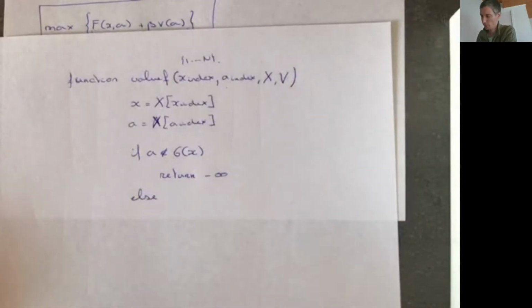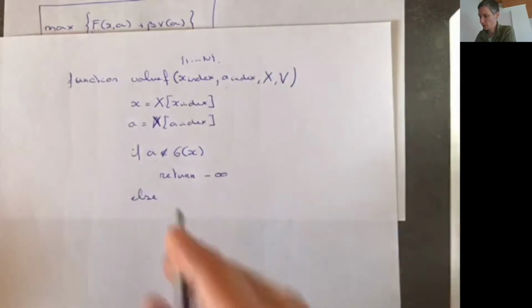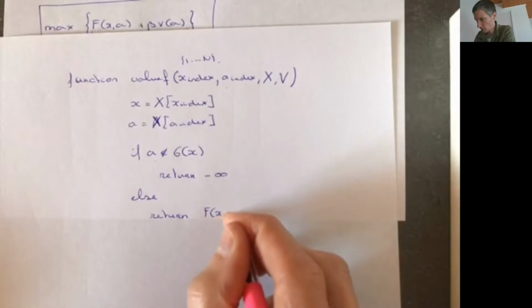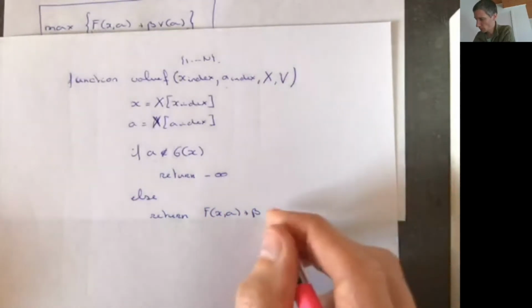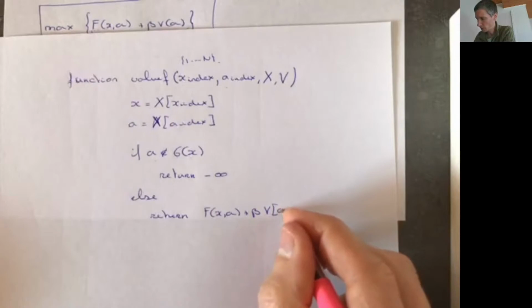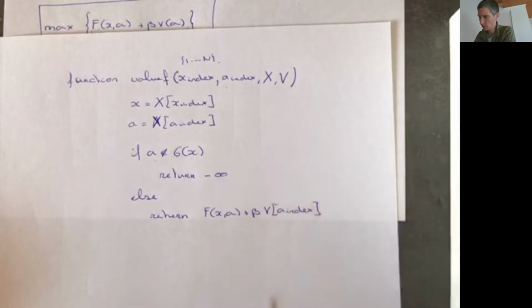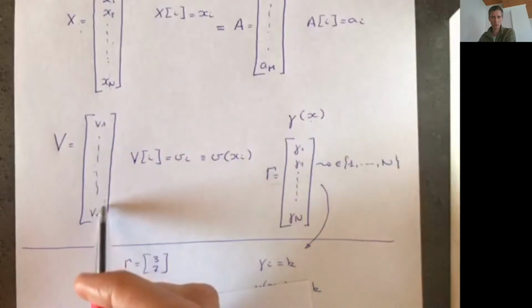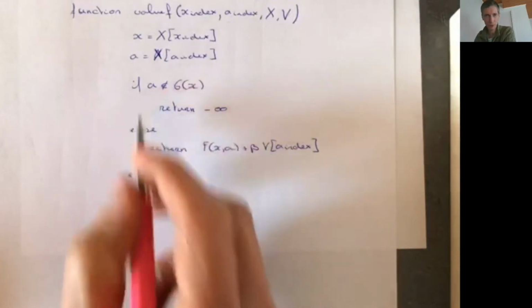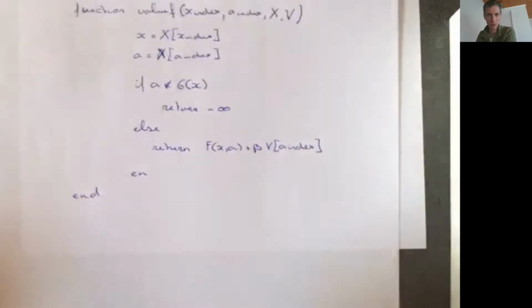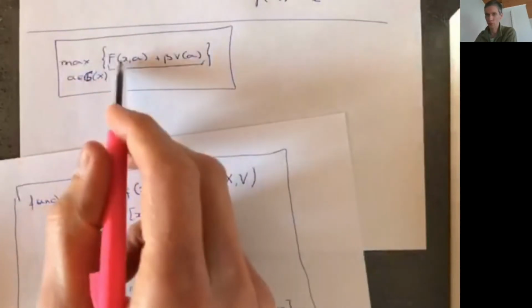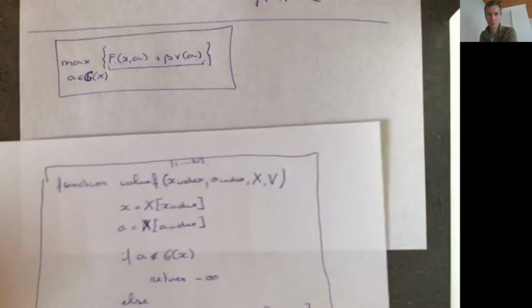So else, if it is feasible, then I'm going to return f(x, a) plus beta times v at a, so this is going to be a index. Which element of v is this? Well, it's the one for the next state, so it's a index. And then I end the if, and I end the function. So this is my function here. This is the kind of function that I can use to compute this thing here.